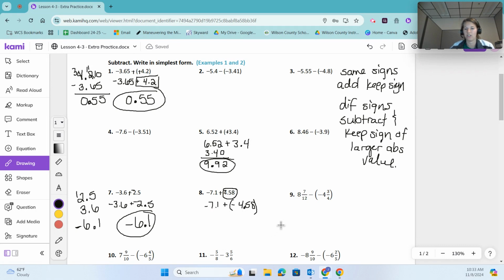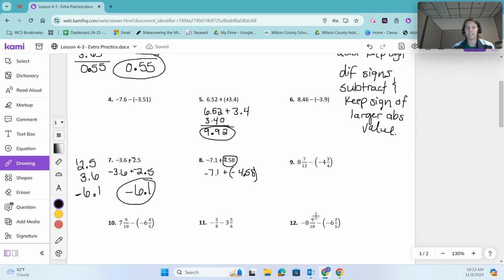Let's take a look at some fractions. Remember, when we add and subtract fractions, we need to have common denominators. So we are going to turn these into improper fractions and then find common denominators. So 8 times 12 plus 7 is 103 over 12. And then minus a negative, I'm going to add the opposite. That's going to become plus positive 4 and 3/4. And then I'm going to turn that into an improper fraction. 4 times 4 plus 3 is 19 over 4.